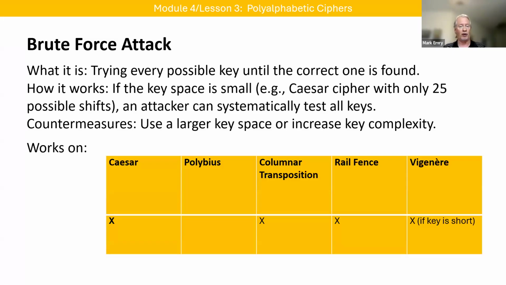The first one is brute force, right? We're trying every possible key until we find the right one, okay? If the key space is small, like a Caesar cipher with only 25 possible shifts, an attacker can systematically test all keys. So what did we do to counter that? We use a larger key space or increased key complexity. And it works on Caesar, columnar transposition, rail fence, and Vigenère if the key is short. We'll summarize all of these at the end as well.